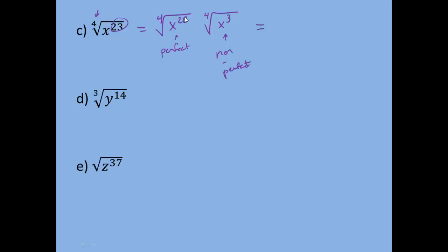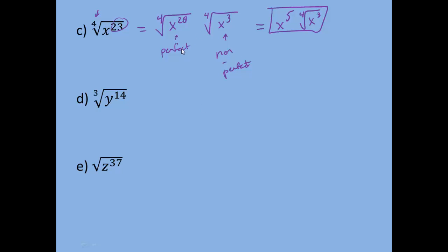So evaluating each of these, we've got the fourth root of x to the 20th. This is really x to the 20 divided by 4, so this is going to be x to the 5. Times the fourth root of x to the third. Well, 3 isn't divisible by 4, and you can't pick any number closest to 3 that divides by 4, so that one doesn't break down any further. So this is the fourth root of x to the third, and that would be your answer.